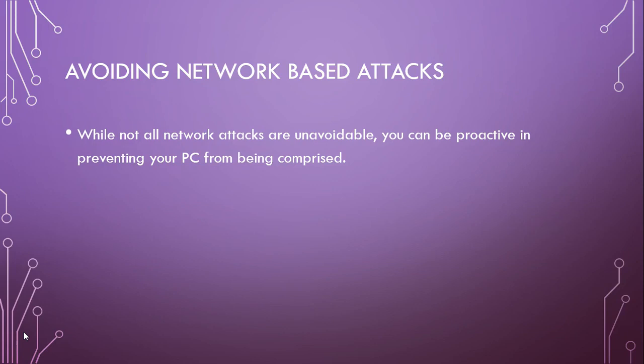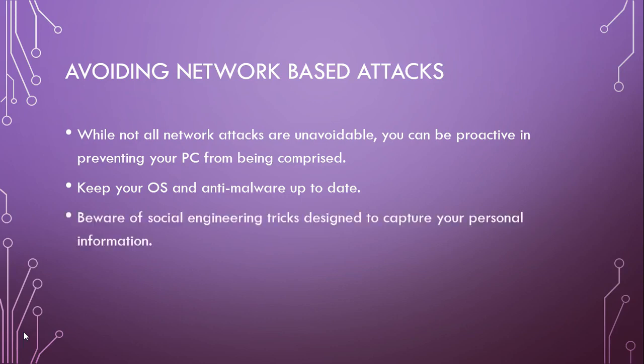You, though, can be proactive in preventing your PC from becoming compromised. For example, keep your operating system and your anti-malware programs up to date. Run regular scans of them. Those little things can make a big difference. Beware also of social engineering tricks designed to capture personal information. If you get a text message that looks like it's a spam message or from an unknown number, it's probably best just to block it, because you don't want to click that link because they're trying to get your personal information. Avoid using public Wi-Fi, as I've already mentioned.